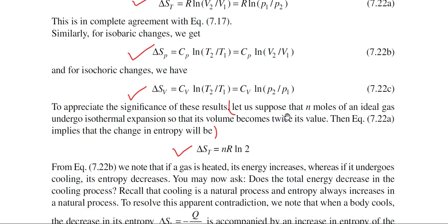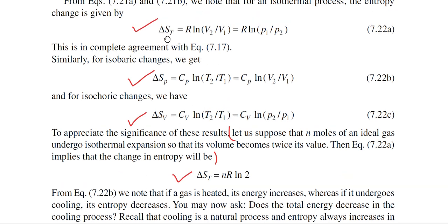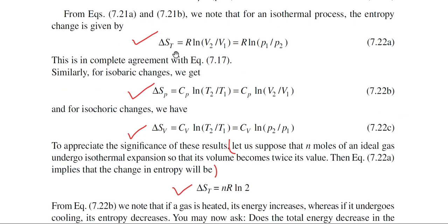So one example, let us suppose that n mole of an ideal gas undergoes isothermal expansion so that its volume becomes twice its value. Then what will be the entropy change? So you just see that this particular value, that is delta S is equal to R ln V2 by V1. So if the process is isothermal, then we will use this particular formula, and if the volume becomes double, then V2 by V1 is equal to 2. So that will be R ln 2, and if you consider n mole, then n times R ln 2. So delta S is equal to n R ln 2.